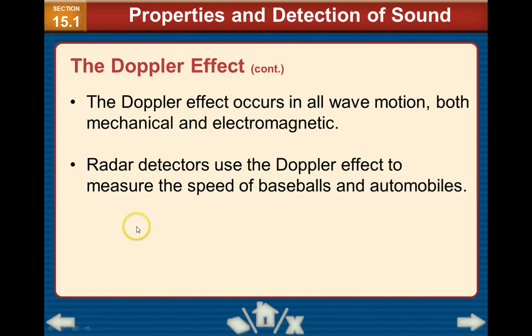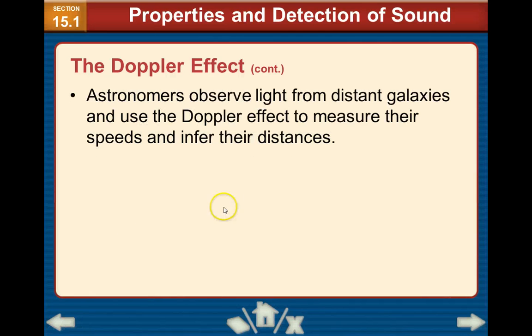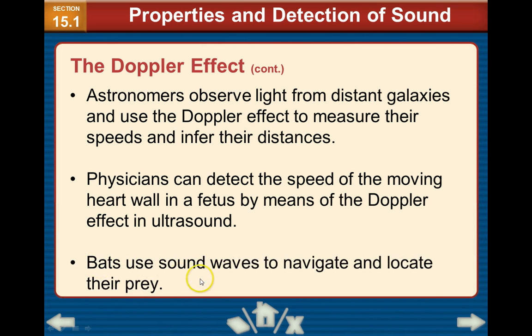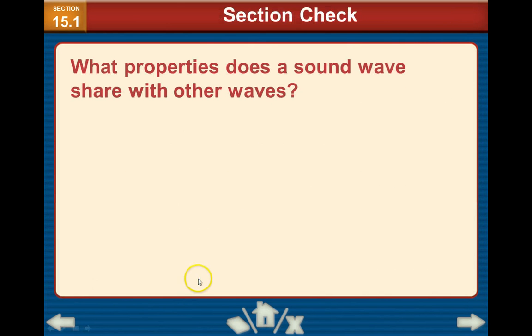Okay, so the Doppler effect occurs in all wave motion, both mechanical and electromagnetic. It's not just a thing that happens with sound. Remember redshift when we were talking about solar systems and the Big Bang Theory. Astronomers use this to measure distant galaxies and how fast they're moving away from us by the Doppler shift. Physicians can use the Doppler shift when they're doing an ultrasound. And bats use it to navigate for their prey. And that's it.